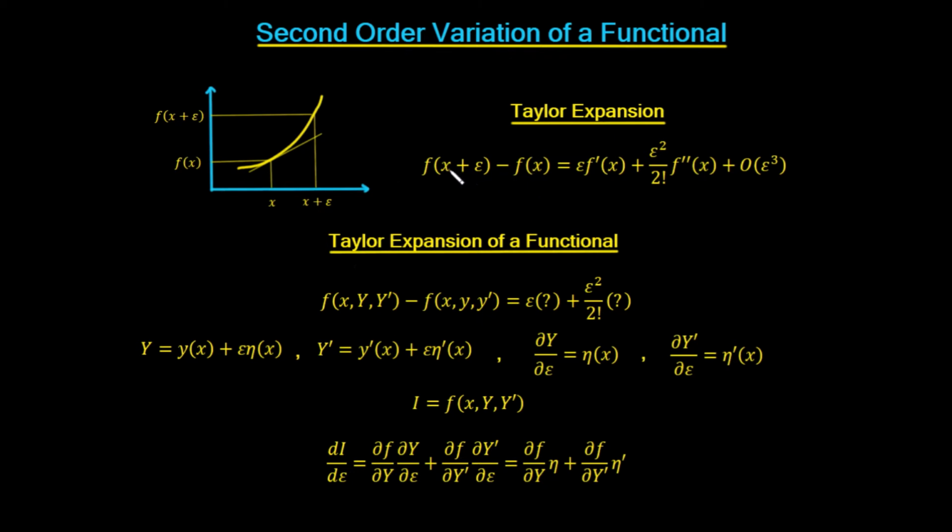Now adding on the epsilon here, well, in terms of our functional, what we're going to do is add on our variation. So we add our variation onto this here, and the functional with a variation added on is going to be given by f of x, large Y, Y derivative, where the value of our large Y is given by y of x plus epsilon eta of x, and our Y derivative is given by y derivative of x plus epsilon eta derivative of x.